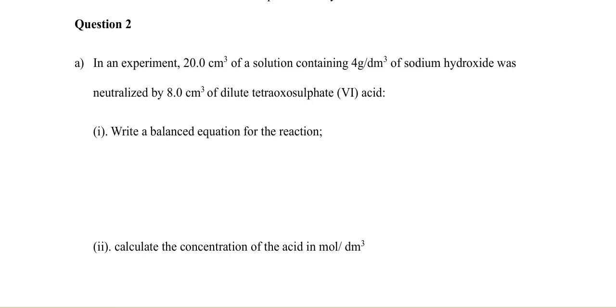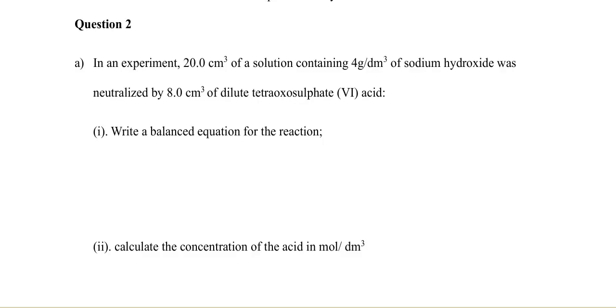Move to question number 2. The first question here says, in an experiment, 20.0 cm³ of a solution containing 4 g/dm³ of sodium hydroxide was neutralized by 8.0 cm³ of dilute tetraoxosulfate(VI) acid. Write a balanced equation for the reaction.